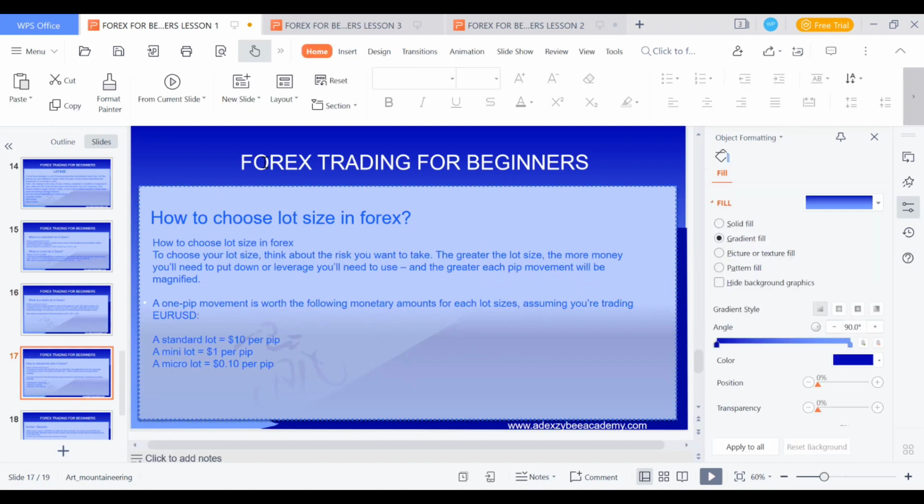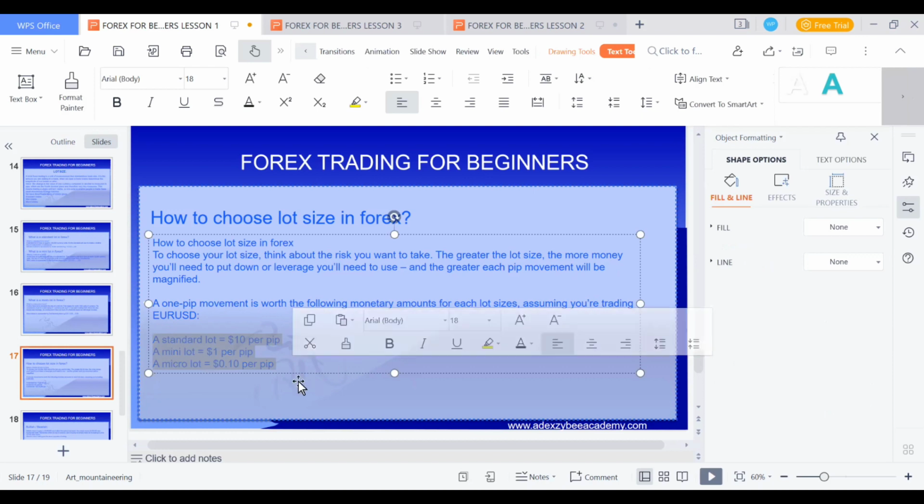Now, how do you choose a lot size in Forex? To choose lot size, think about the risk you want to take. The greater the lot size, the more money you make, the more money you need to put down or leverage you need to use, and the greater each pip move will be magnified. A pip movement is worth the following monetary amount for each lot size, assuming you are trading a USD pair. So you have to be very, very conversant with this. This is the most important part of this pip stuff.